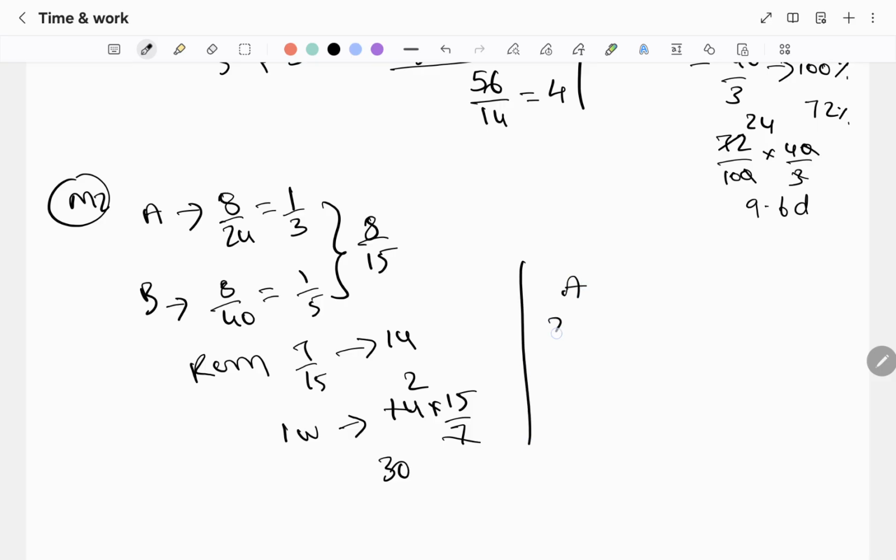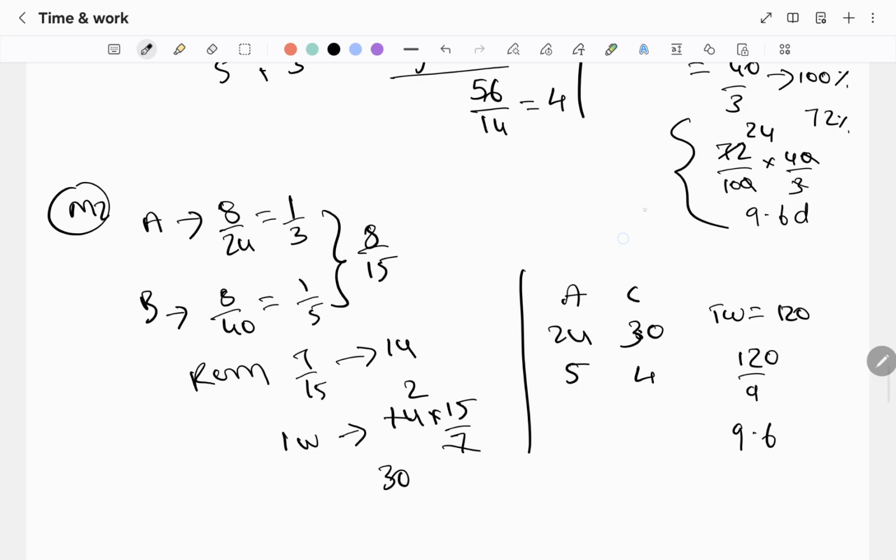So now A 24 days, B 40, C 30 days. They together will work in how many days to complete the work? So total work is equal to 120. 5, 3. 5, 3 or 5, 4? 5, 4. So again 120 by 9, same story. Okay, so 9.6.